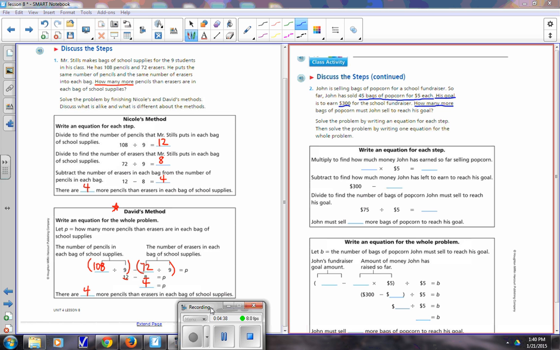Well, there are 3 separate things there that we need to find out. First, we need to find out how much money he's made so far. So we need to multiply 45 bags of popcorn times 5, because he sold 45 bags times $5.